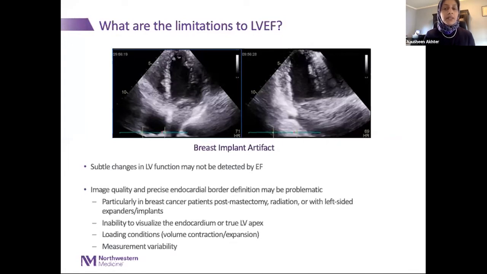2D echocardiography appears to be reliable in detecting differences close to 10%. The problem is that this is the same magnitude of difference or change that we use for cancer therapy related cardiac dysfunction.